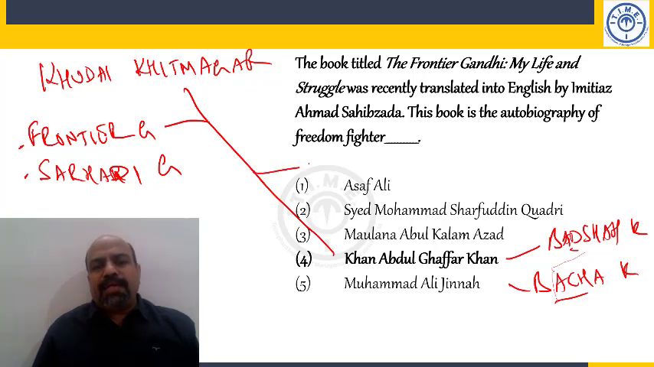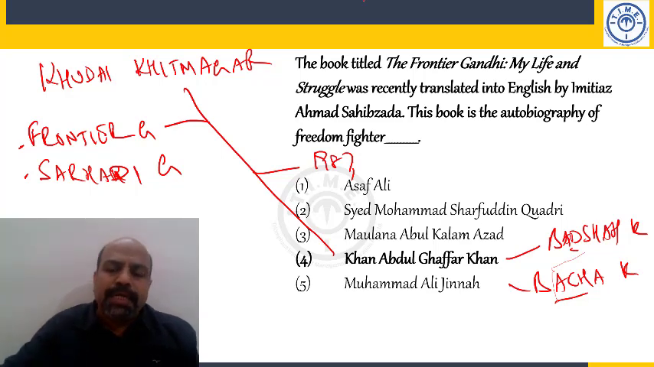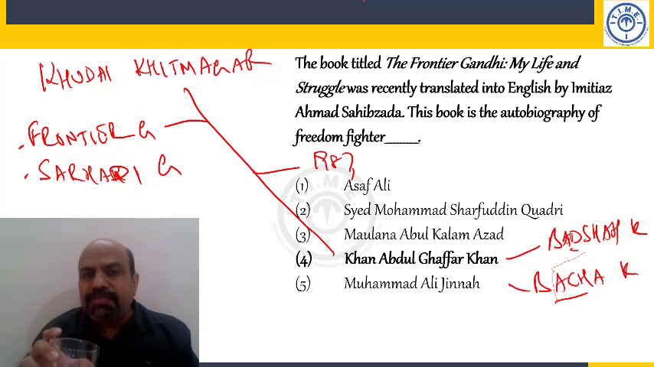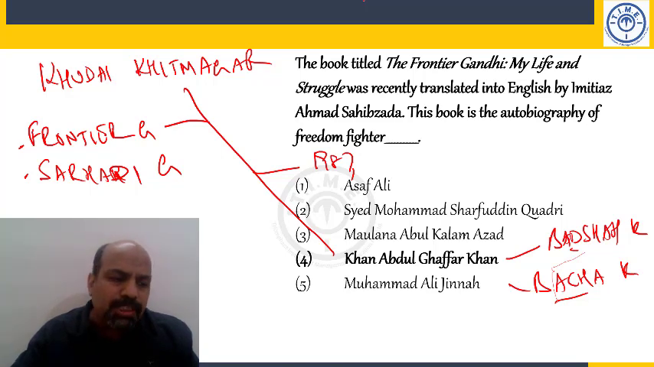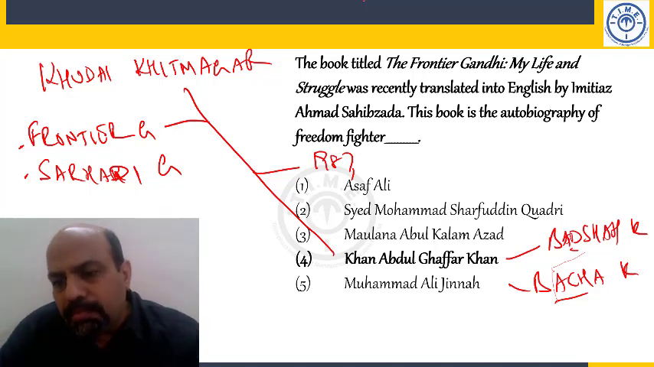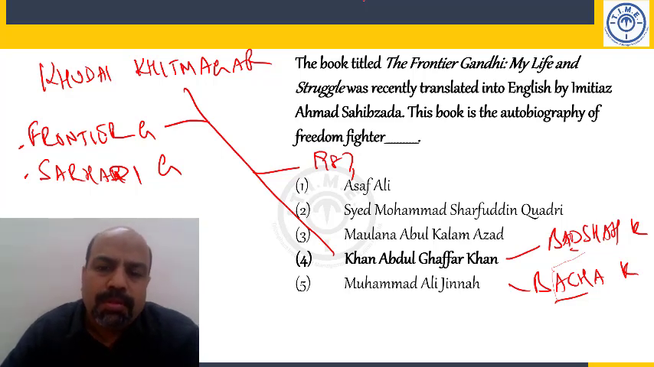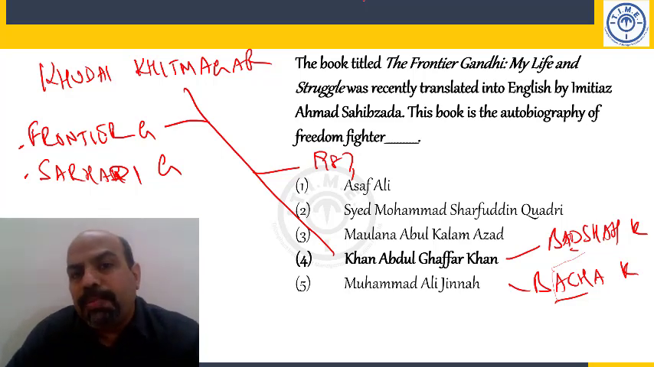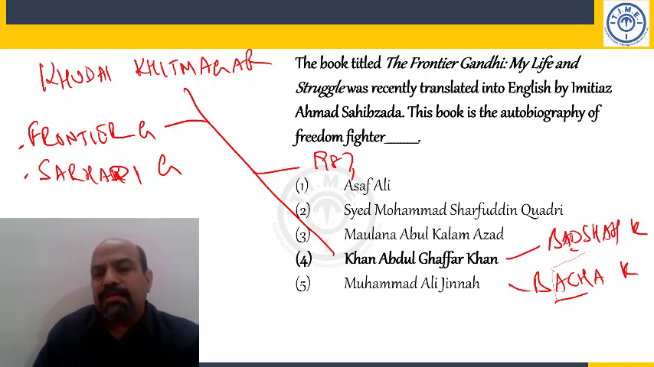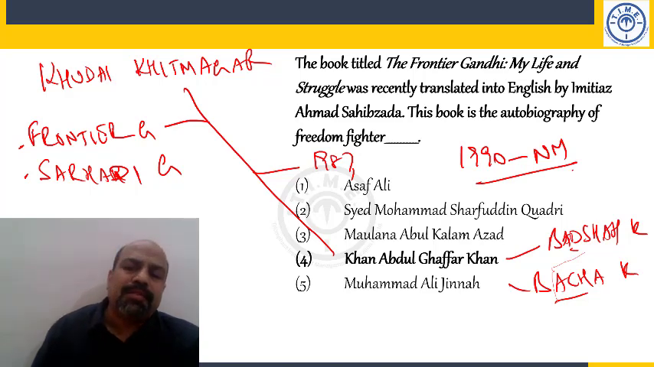In 1987, he became the first non-Indian, because he's a Pakistani, to receive the Bharat Ratna. Who is the other non-Indian to receive the Bharat Ratna? See, in 1987, Ghaffar Saab received it. In 1990, Nelson Mandela became the second non-Indian to receive the Bharat Ratna.